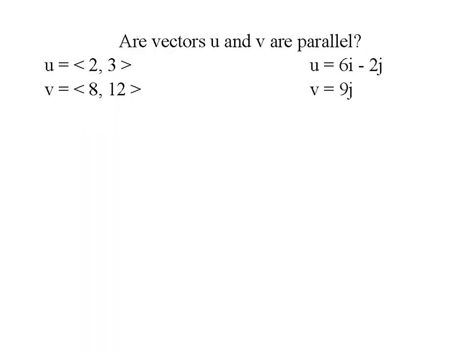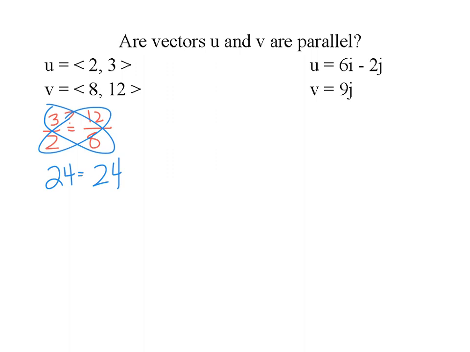So let's try that idea with these two examples. Are these parallel? Let's see if they're proportional. u is 2, 3, so we're going to do 3 over 2, and test to see if that is equal to 12 over 8. I like to usually test using cross multiplication. 3 times 8 is 24. 2 times 12 is 24. Since we got the same answer, those are proportional. So yes, these would be parallel.